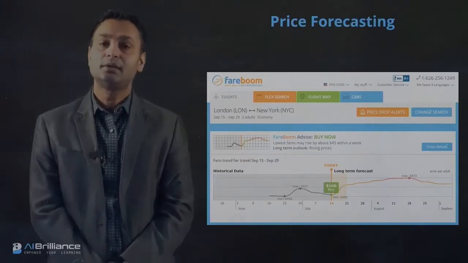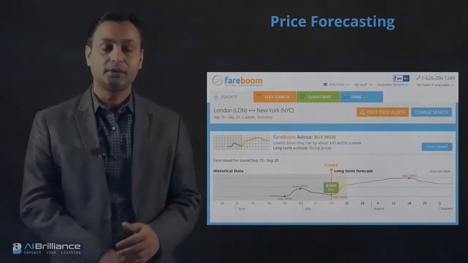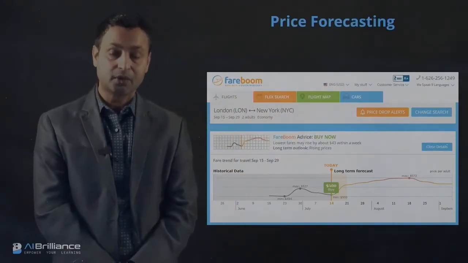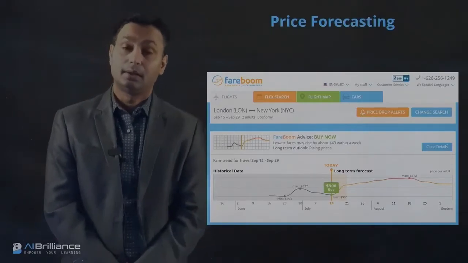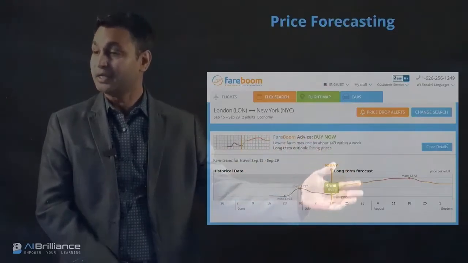People can simultaneously compare different flights together, and once they click the link, they send them to the original flight location, and Fairboom gets paid by those original airlines for referring the customers. So that is their business model.